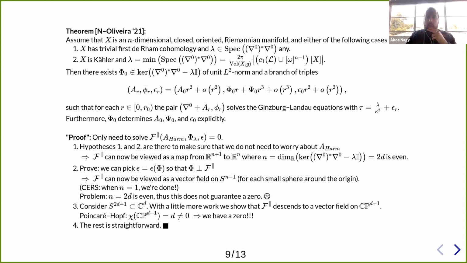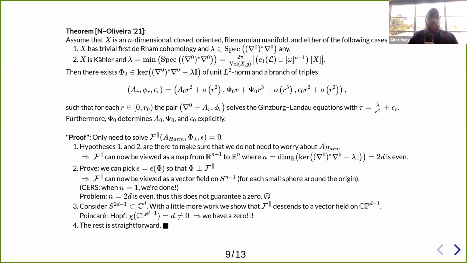That's why I'm puzzled. So what does it mean to have this lambda relation in the condition? Which part are you referring to? It's the condition of the theorem. So you say X has a trivial first cohomology, and lambda is in the spectrum. So lambda is also related to, so it's a combination of the parameters of the equation.